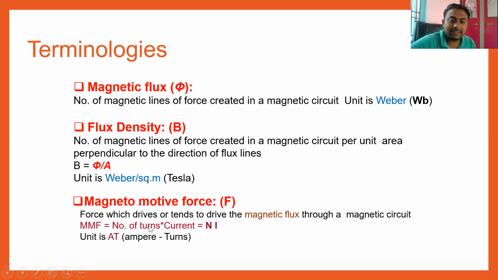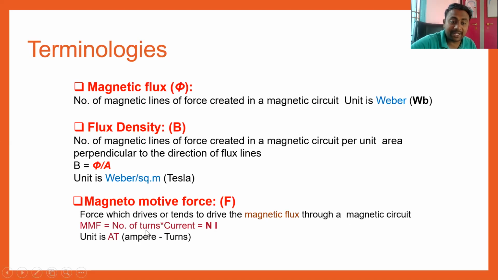The next one is magnetomotive force, represented with the letter F. It is the force which drives the magnetic flux through the magnetic circuit. That is similar to EMF, electromotive force, which is the force that moves the electrons. In this case, the force which drives the magnetic flux is represented with MMF, magnetomotive force.